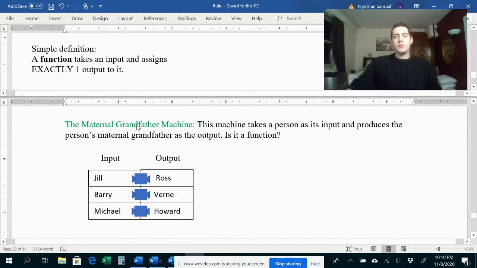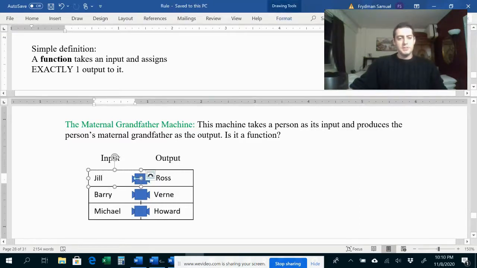Okay, so the maternal grandfather machine. This machine takes a person as its input and produces the person's maternal grandfather as the output. The maternal grandfather means your grandfather on your mother's side. Okay, so is this a function? Well, let's take a few examples here. We could put Jill into this maternal grandfather machine. So Jill goes, or at least let's put Jill's name in there, into the machine, does whatever the machine does, and then spits out Ross, who is Jill's maternal grandfather. So we got just one output there.